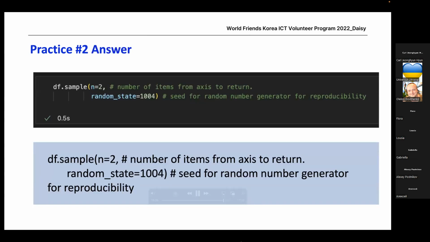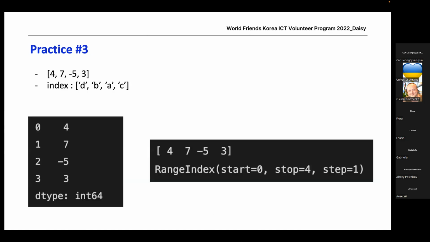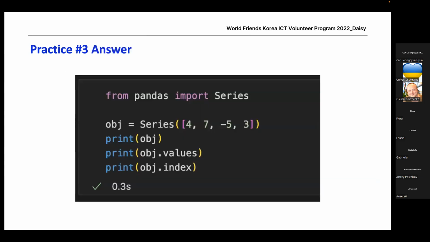We will continue. This is a code for the second task. The third exercise is about the series. Please use the given data to solve it. Please also print out the corresponding value and index values. This is the code for the third practice question.